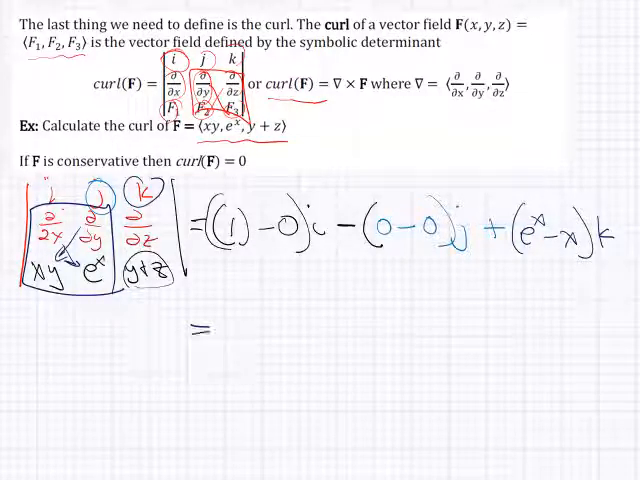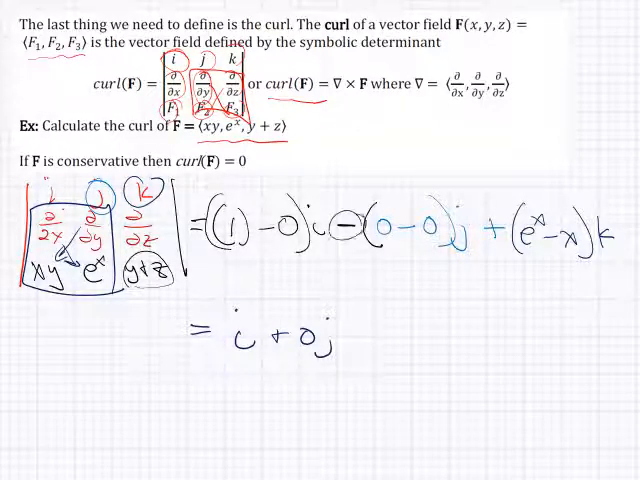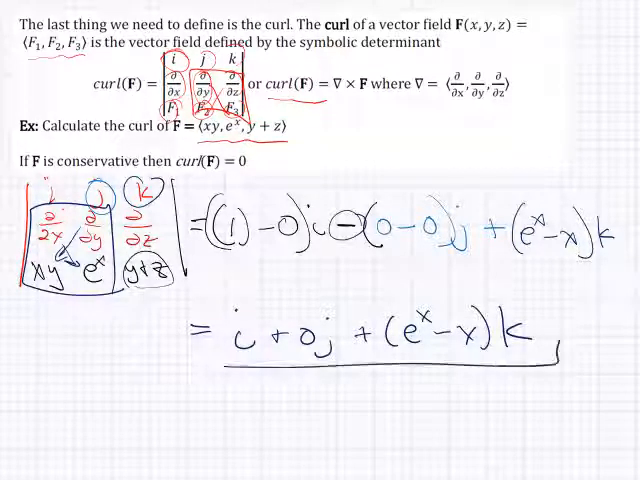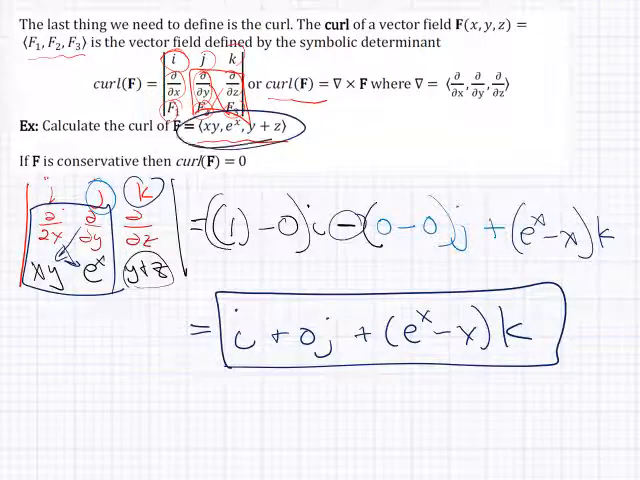So ultimately what we get here is i, j is 0. If you want, we could write plus 0j. You can say minus, but minus or plus 0 doesn't really matter. And then plus (e to the x minus x)k. And so that would be the curl of this vector field. Now, why is that significant? Because that's how we're going to use Stokes' theorem.